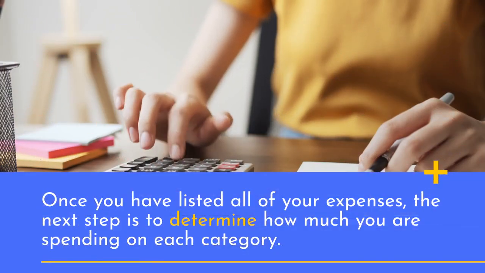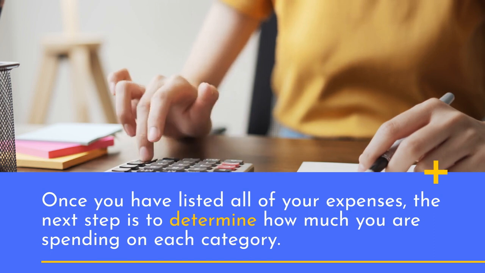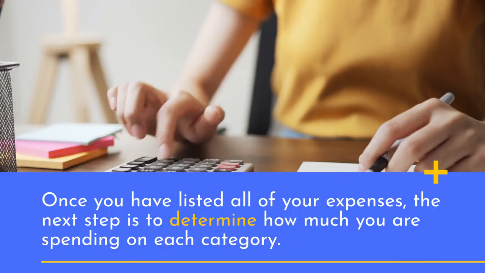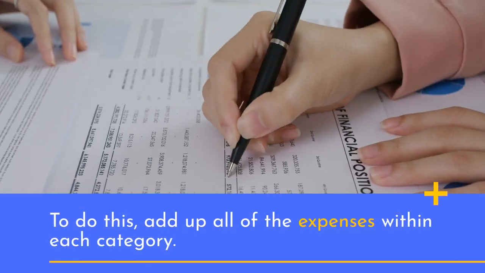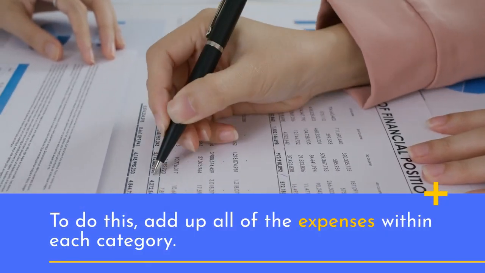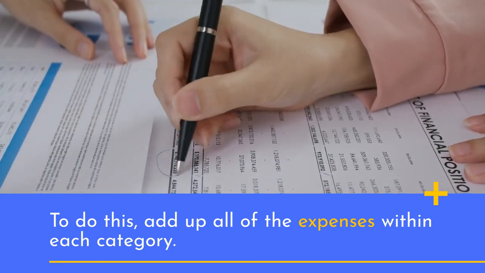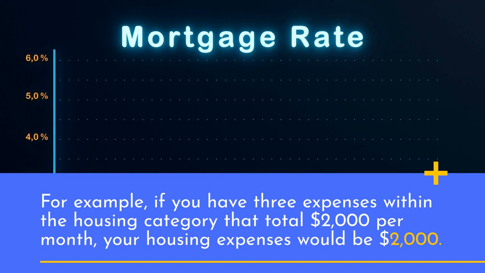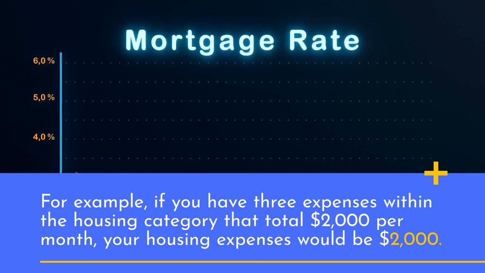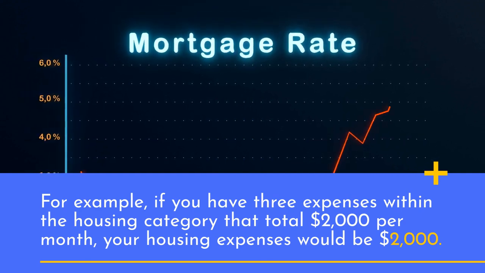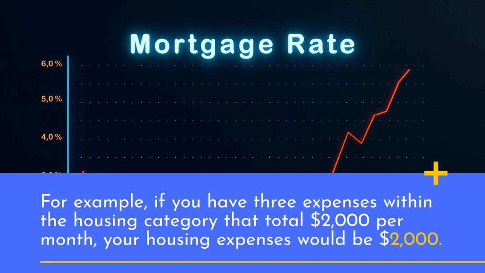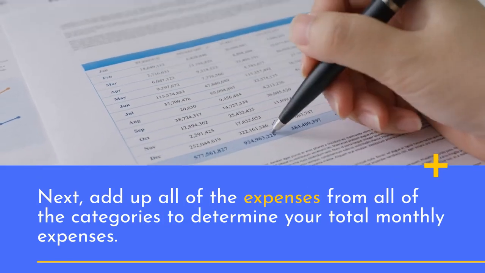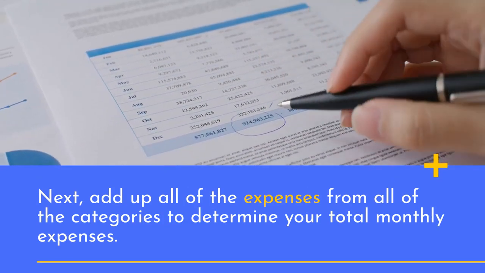Once you have listed all of your expenses, the next step is to determine how much you are spending on each category. To do this, add up all of the expenses within each category. For example, if you have 3 expenses within the housing category that total $2,000 per month, your housing expenses would be $2,000. Next, add up all of the expenses from all of the categories to determine your total monthly expenses.